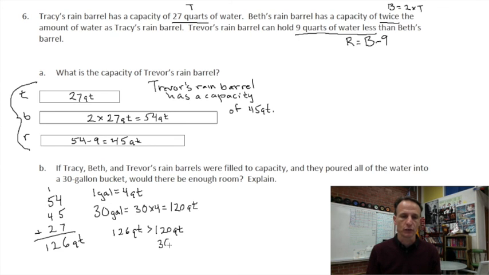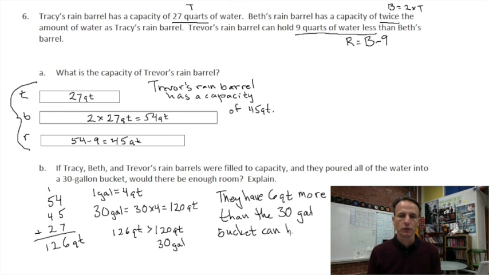I'll write that underneath. So remember that that is the 30 gallons. So what they have is a little bit more. And this is our fulfilling the explanation, they have 6 quarts more than the 30-gallon bucket can hold. Okay, so they have more than the bucket can hold.